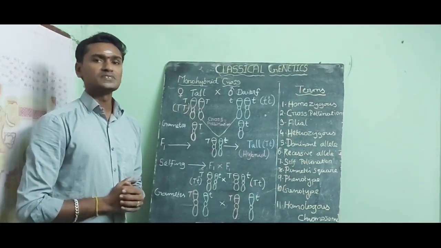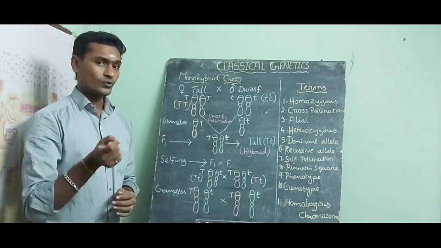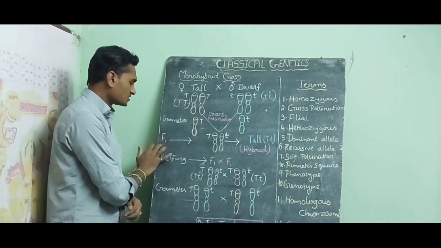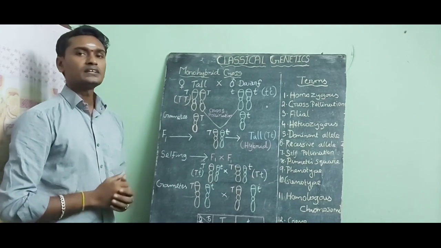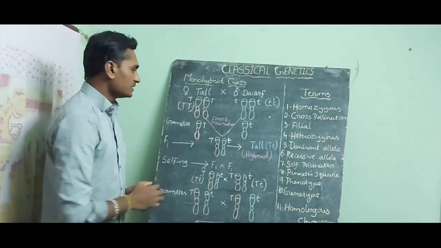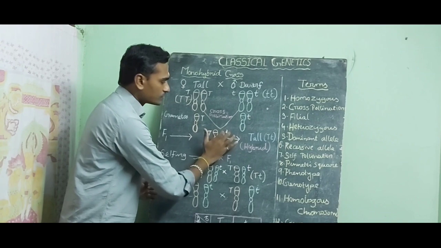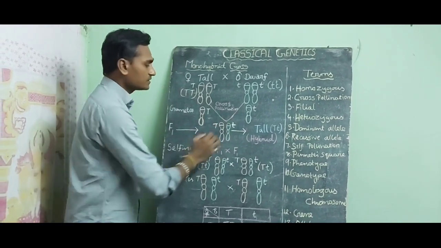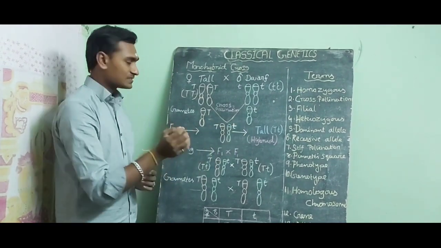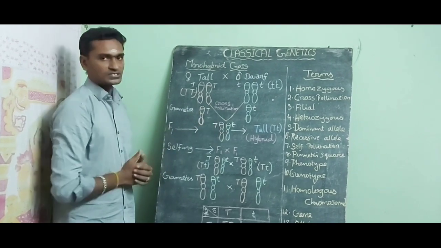Then recessive allele. Recessive allele means the trait which is suppressed in the F1 generation is called the recessive allele or recessive trait. In this, the recessive allele is small t because it is suppressed in the F1 generation.